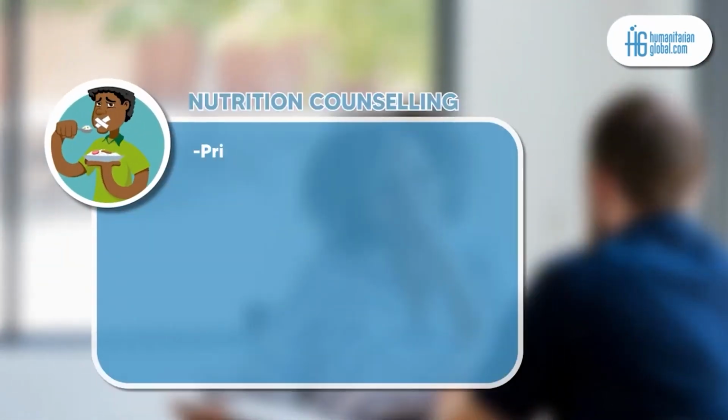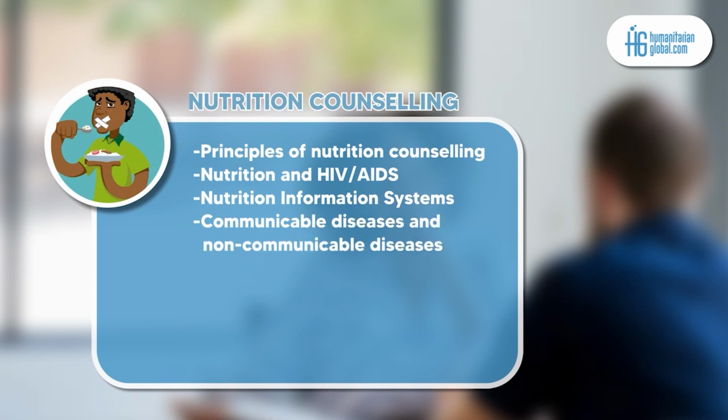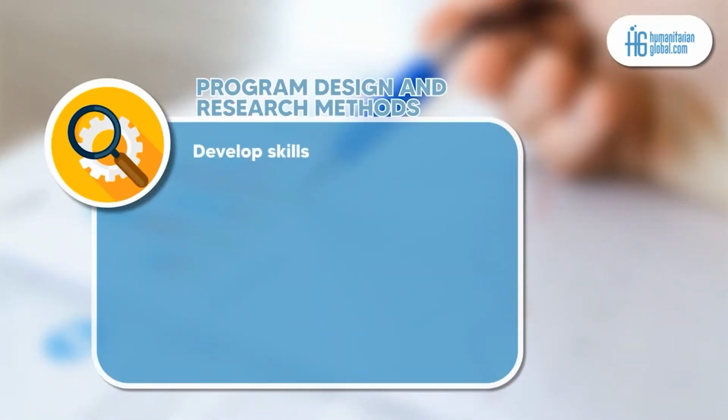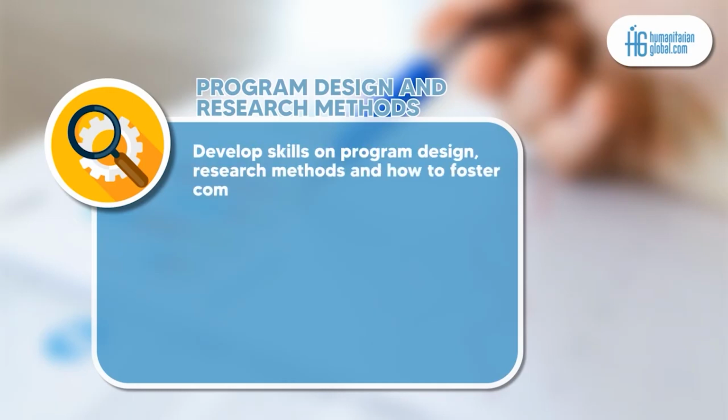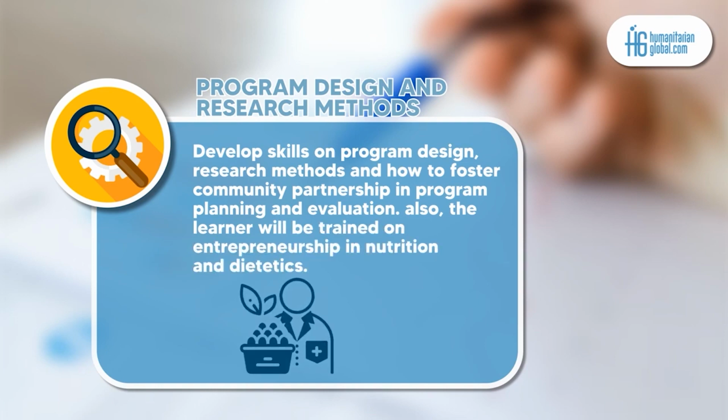The fourth module is nutrition counseling. This module will help the learner understand more about principles of nutrition counseling, nutrition and HIV/AIDS, nutrition information systems, communicable diseases and non-communicable diseases. Module 5 covers program design and research methods. In this module, the learner will develop more knowledge and skills on program design, research methods and how to foster community partnership in program planning and evaluation. Additionally, the learner will be trained on entrepreneurship in nutrition and dietetics.